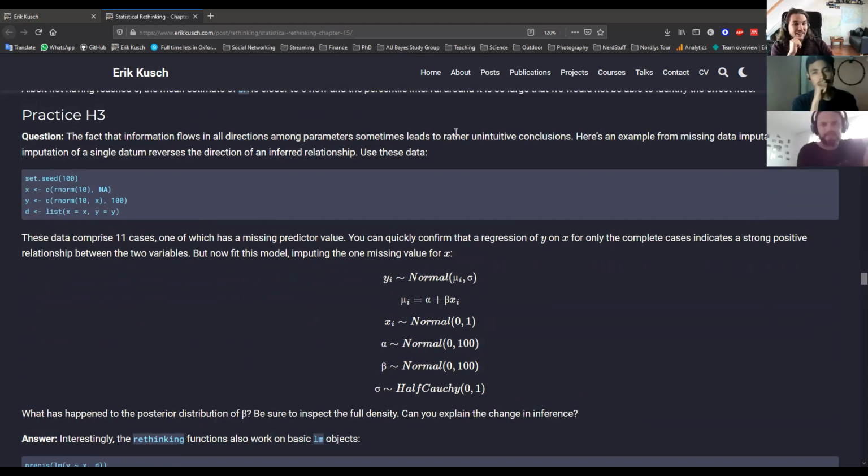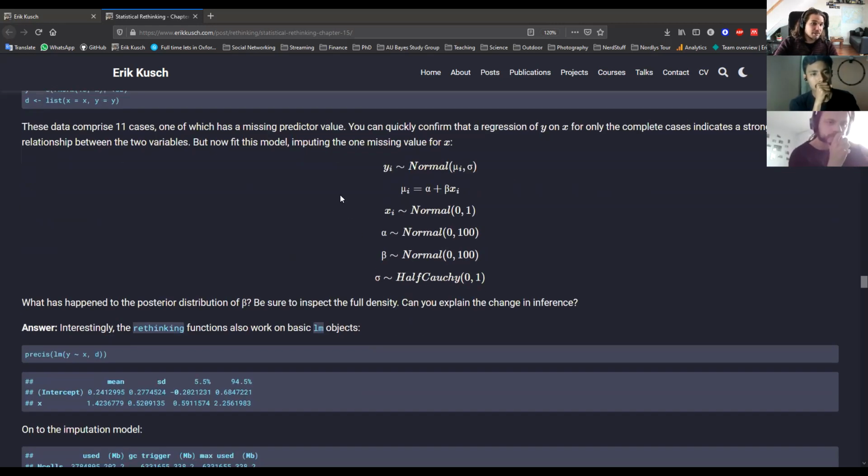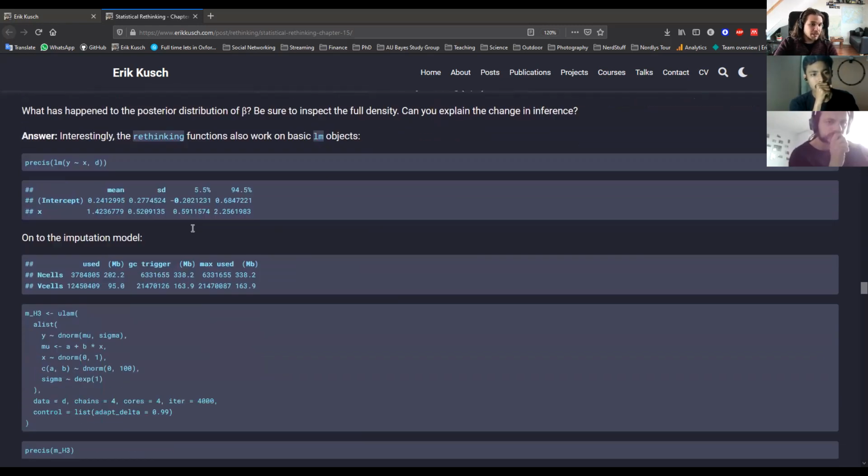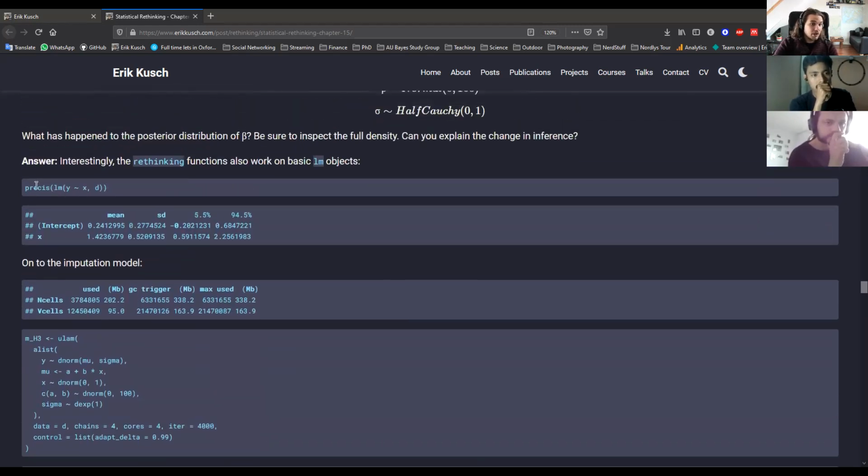Practice H3. The fact that information flows in all directions among parameters sometimes leads to rather unintuitive conclusions. Here's an example from missing data imputation, in which imputation of a single datum reverses the direction of an inferred relationship. Use the data. This is the data right here. And this is the model we are supposed to run. Interestingly enough, you can also call the persist function on LM objects in R, which I think is quite cool.